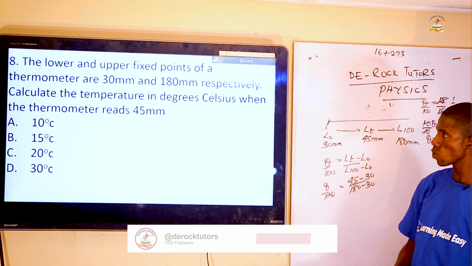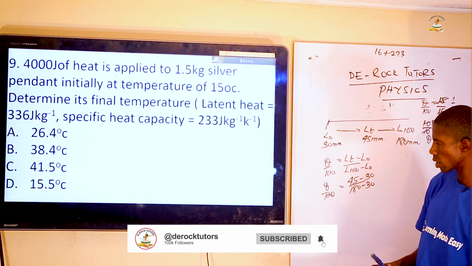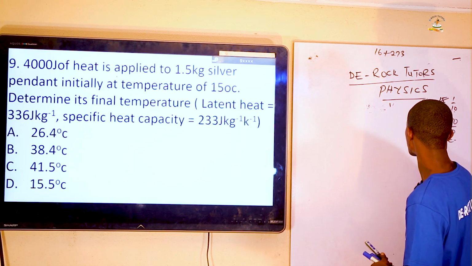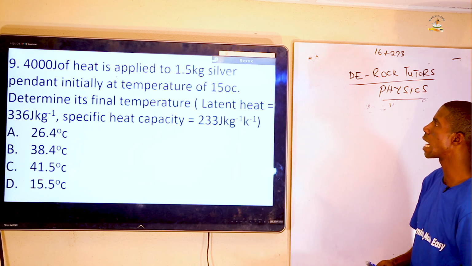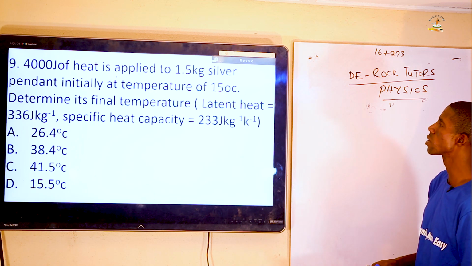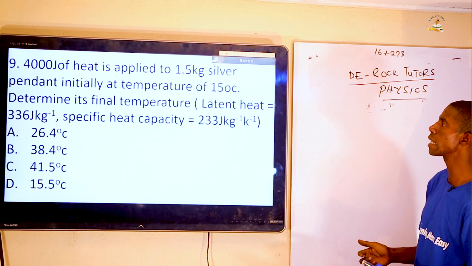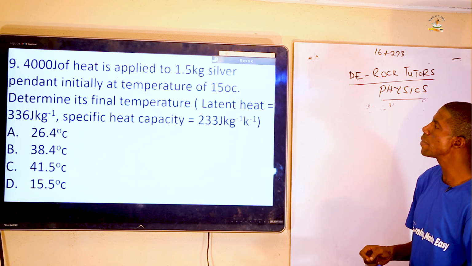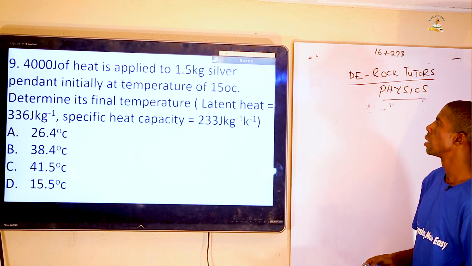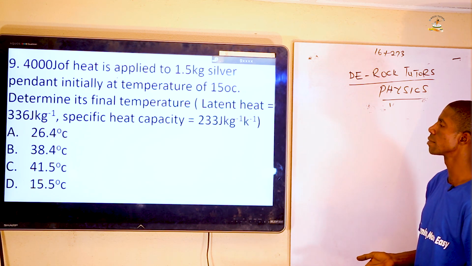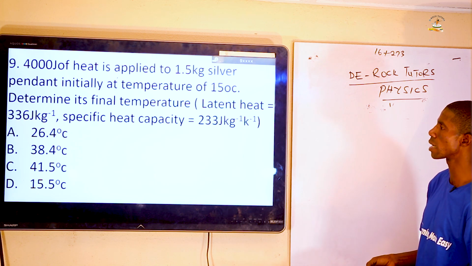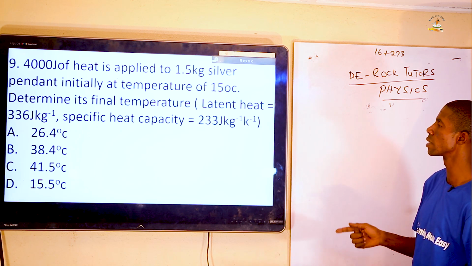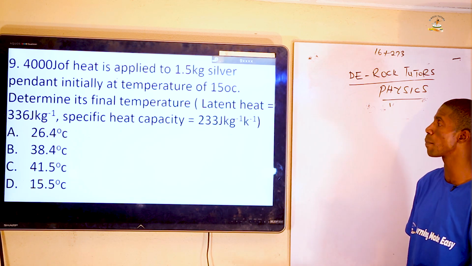So shall we now go to the next question? For the next question, as it reads, 4,000 joules of heat is applied to a 1.5 kilogram silver pendant, initially at a temperature of 15 degrees Celsius. So determine its final temperature. Then we are given latent heat as 336 joule per kilogram. Then specific heat capacity was also given as 233 joule per kilogram per Kelvin.